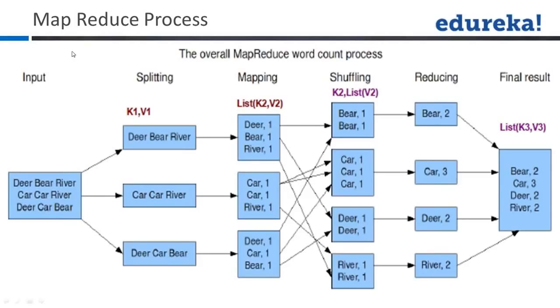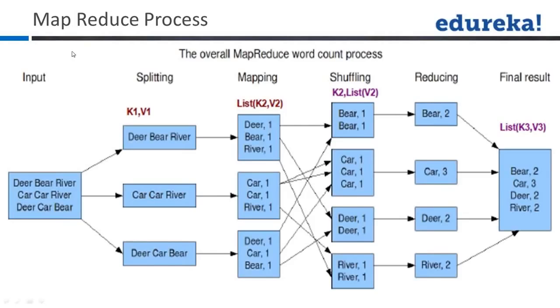Okay, so Rajat is asking me why everywhere the value is 1. It is 1 because in this particular record, deer came once, bear came once, river came once. If it was deer, bear and deer, then it will be twice here. But the number 2 will not come here. It will come like deer 1, another deer 1, something like this.